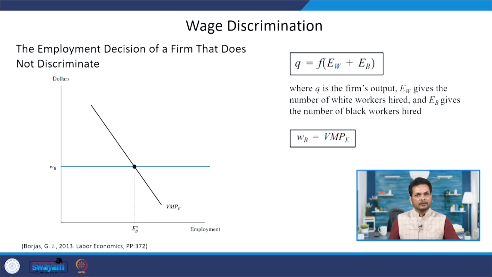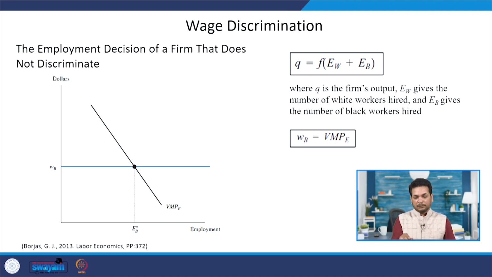Now, suppose the market determined wage of the black worker is less than the market determined wage of the white workers, which means WB is less than WW. The wage rate for the black workers is less than the wage rate of the white workers. Let us assume that. So, a firm that does not discriminate between black and white will hire the black workers up to the point where the black workers' wage equals the value of marginal product of their labor. Let us see how many workers a non-discriminatory firm should hire.